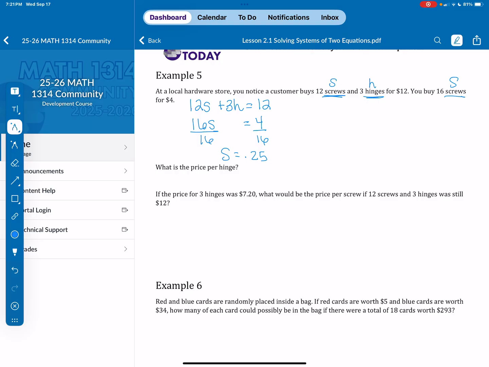So now that I know that S is equal to 1/4, I'm going to plug that into my first equation. I'm going to say 12 times 0.25 plus 3H equals 12. Well, 12 times 1/4 is $3. So 3 plus 3H equals 12. Subtract 3 from both sides, and we get that 3H equals 9, so the hinges must have been $3 a piece.